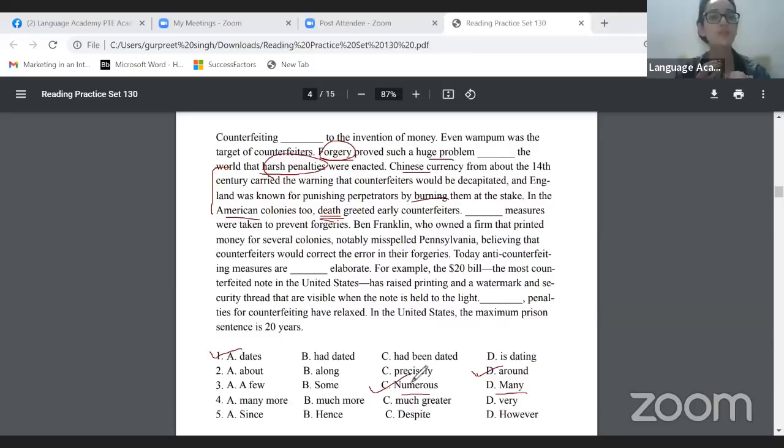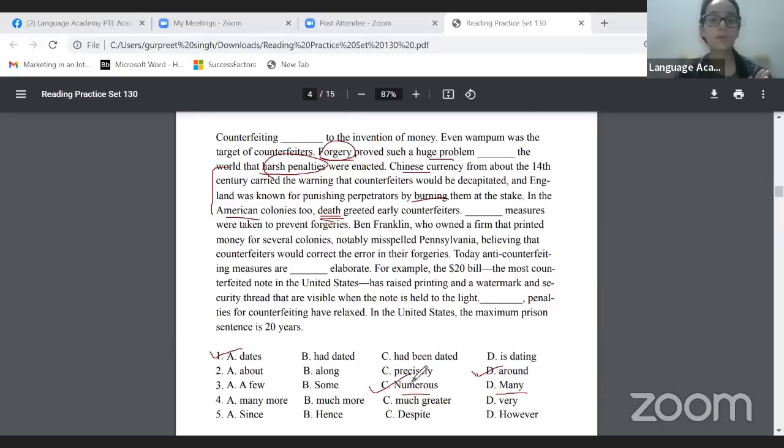If it is such a big problem, then obviously numerous measures would have been taken. And also this is a problem in every part of the globe. So everywhere they will definitely be taking some measures. So numerous measures were taken.